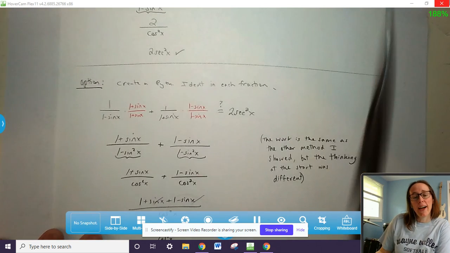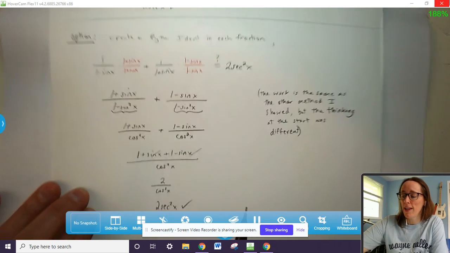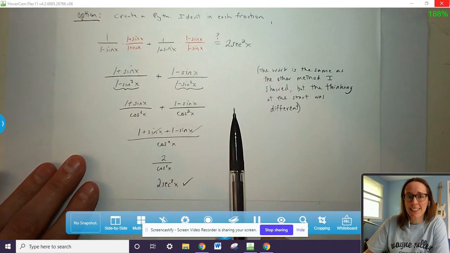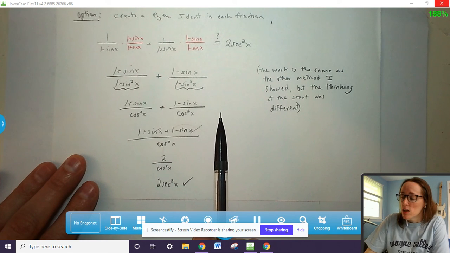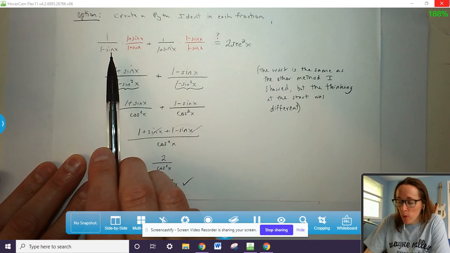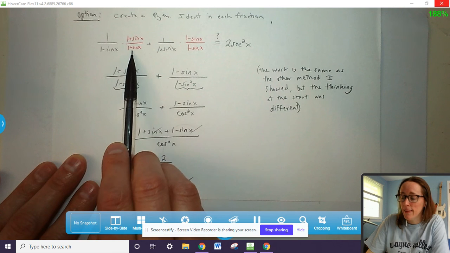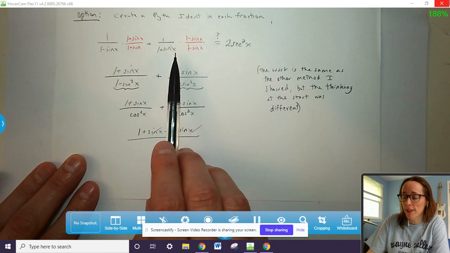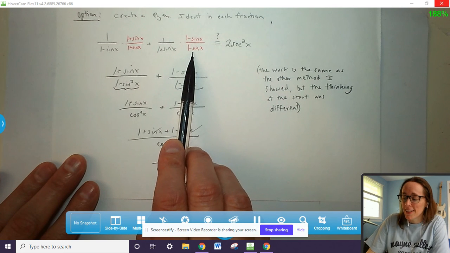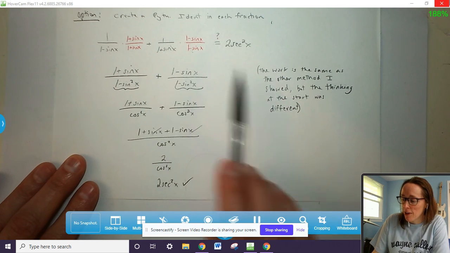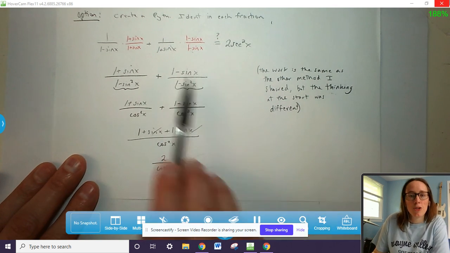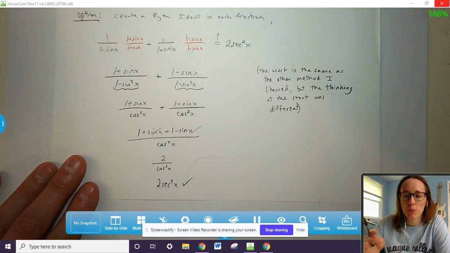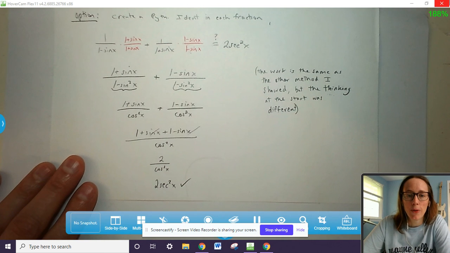Another idea you might have had, because I introduced the strategy of creating a Pythagorean identity, is you may have thought about creating a Pythagorean identity in each of those fractions instead. So to create the Pythagorean here, you'd multiply by 1 plus sine over 1 plus sine. And to create the Pythagorean identity in this one, you'd multiply by 1 minus sine over 1 minus sine. The funny thing is, even if you thought about it that other way, you actually end up with pretty much all the same work. So you might have thought about it a very different way than one of your peers and ended up with all the same work anyway.